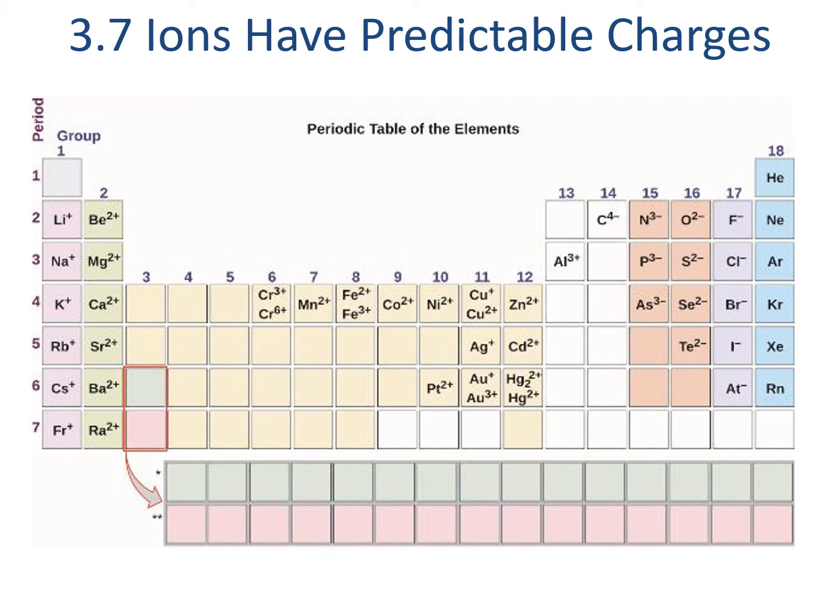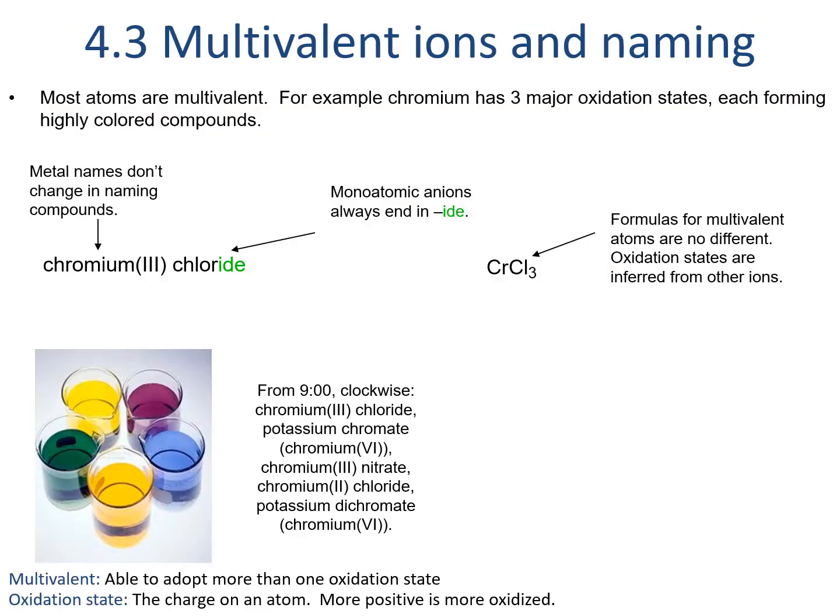oxidation state. But what if we have something like iron that has multiple oxidation states, +2, +3, or perhaps even more? This isn't a problem just for iron. Most of the atoms are transition metals, lanthanides or actinides, and have multiple possible oxidation states or charges. In these cases, we still use the same basic structure.